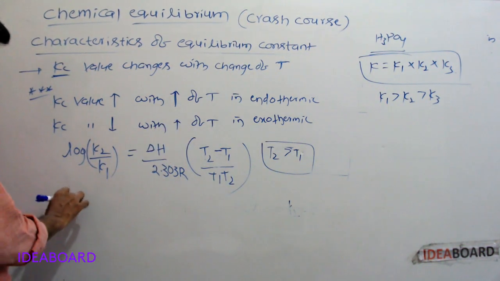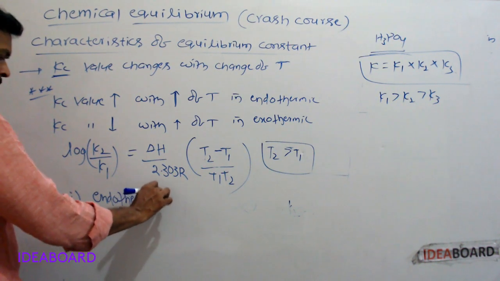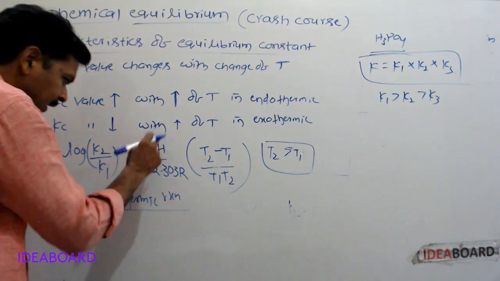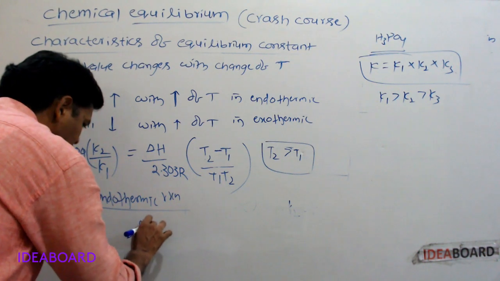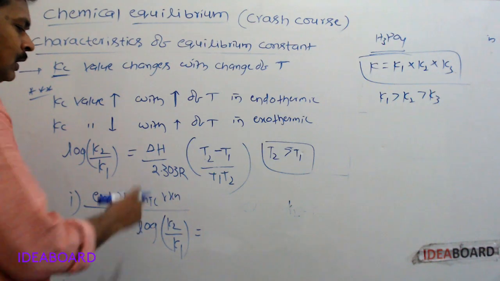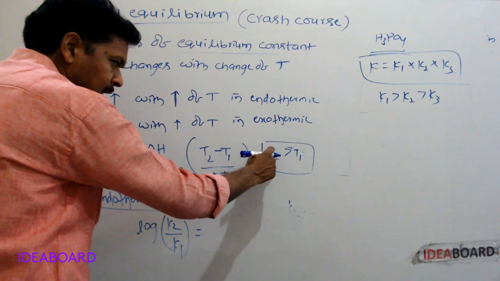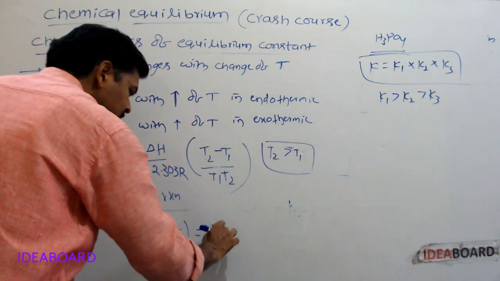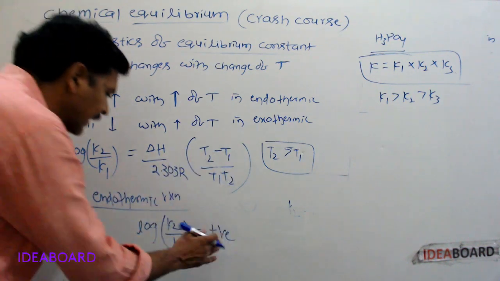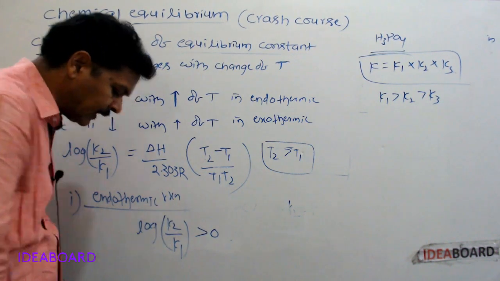Let us take endothermic reactions. In endothermic reactions, delta H value is positive. Already I gave that T2 is greater than T1. Then the overall value is positive. Log K2 by K1 is positive, that means greater than 0.